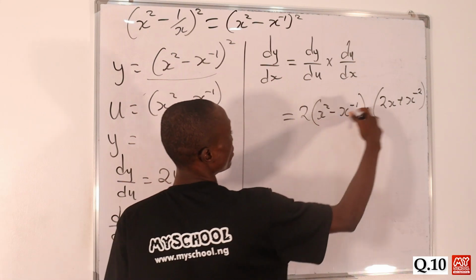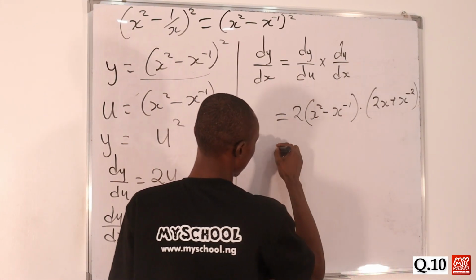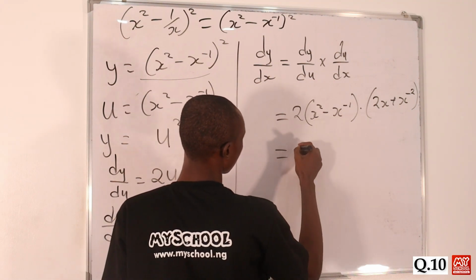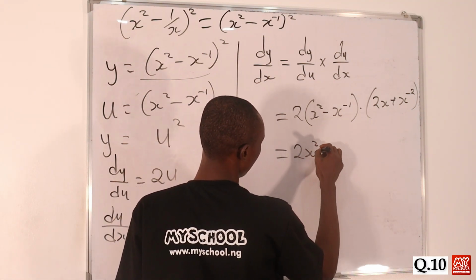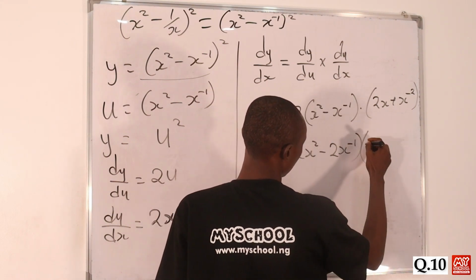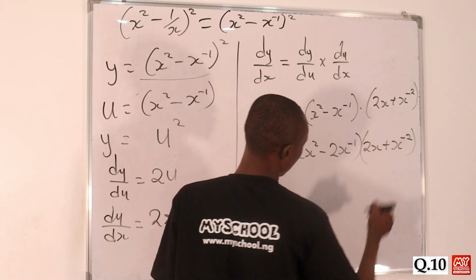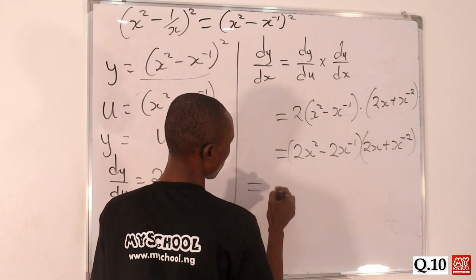Of course, 2 is multiplying everything. Like if we use this to multiply this, we still affect this later on. So this will give us 2x squared, then minus 2x raised to power minus 1 in bracket, then multiply by 2x plus x raised to power minus 2 in the second bracket. So let's open this bracket.